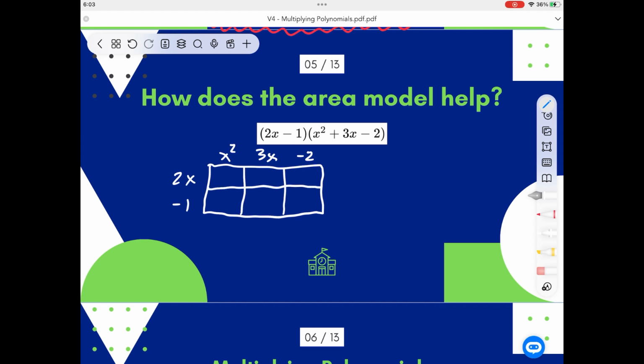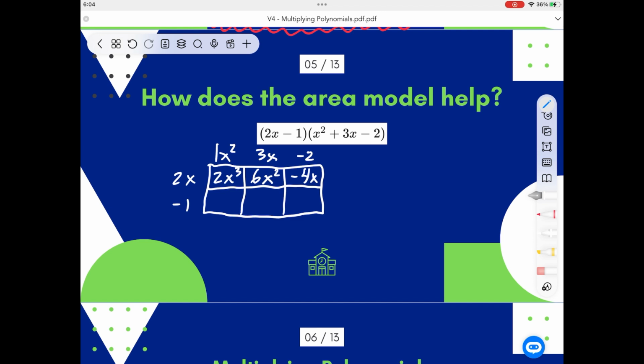So I draw a 2 by 3 area model. Remember that the x squared counts as sort of a 1x squared. 2 times 1 is 2, and x times x squared turns into x to the third power. 2 times 3 is 6. X times x is x squared. And finally, 2x times negative 2 is negative 4x.